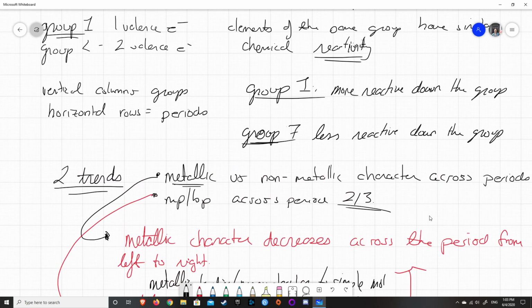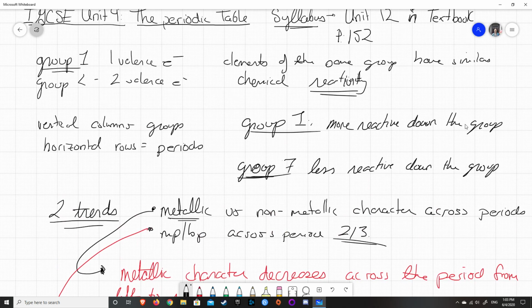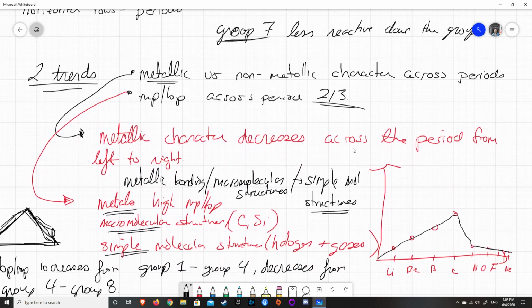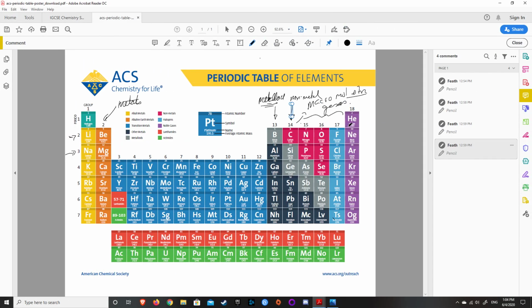So we need to know the trend of reactivity: down group 1 becomes more reactive, down group 7 less reactive. Metallic character decreases across the period, so from left to right, metallic character decreases. And melting points and boiling points for periods 2 and 3 increase, and then sharply decrease. So if we had a graph like this given to us, you can say, oh, that looks like the trend in melting point and boiling point across period 2 or 3. Okay, I will see you in the next video.